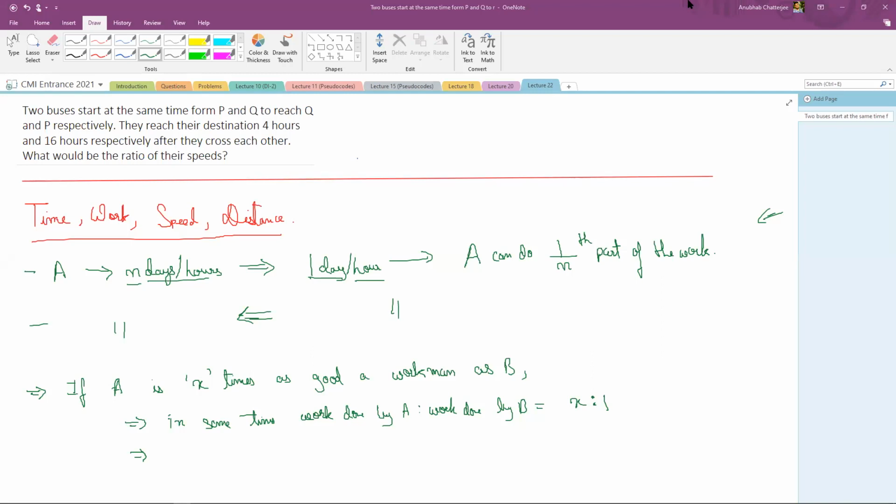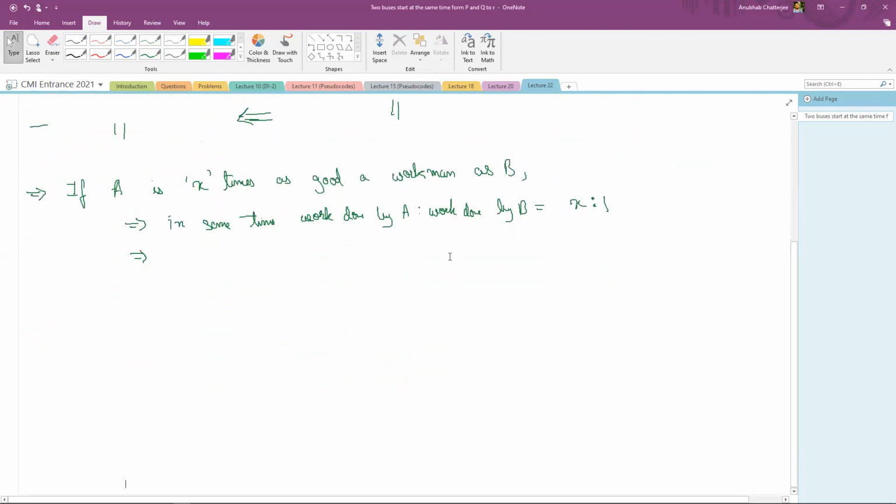Anyway, circling back to this: time taken to complete the work. So if A is X times as good a workman as B, then in the same time the work done will be X is to 1.